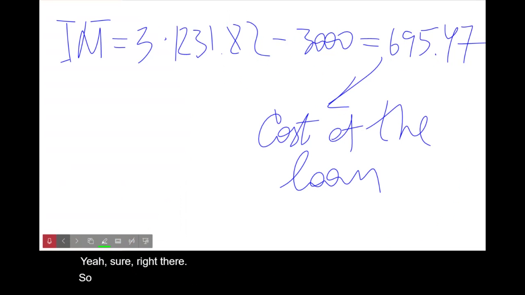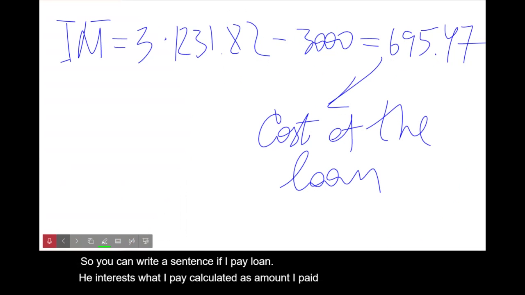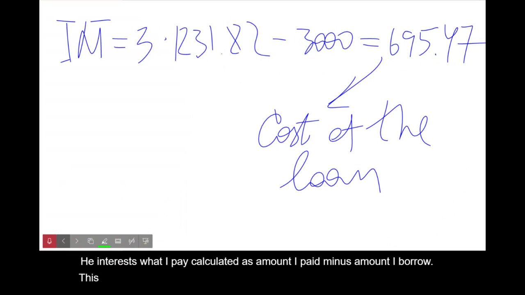So you can write a sentence. If I pay a loan, interest is what I pay, calculated as the amount I paid minus the amount I borrowed. This interest is called the cost of the loan.